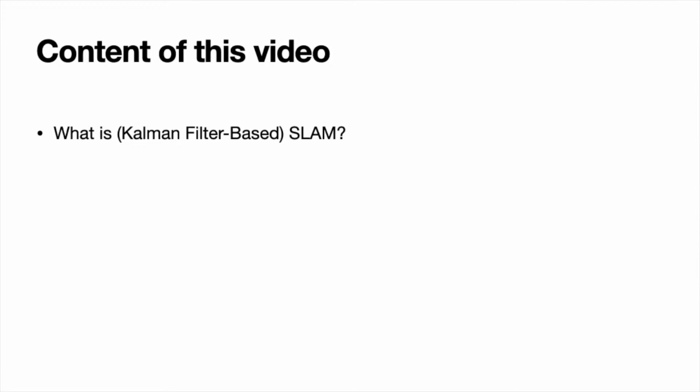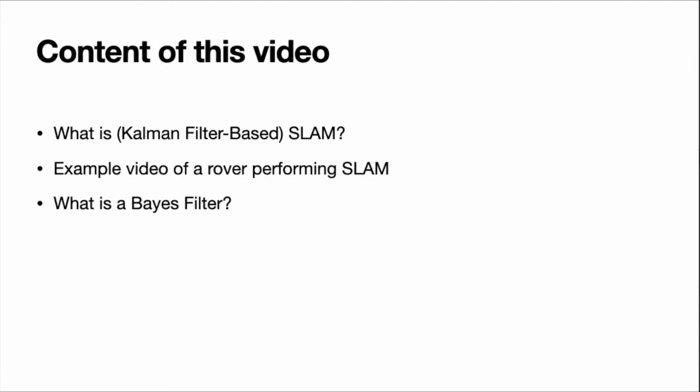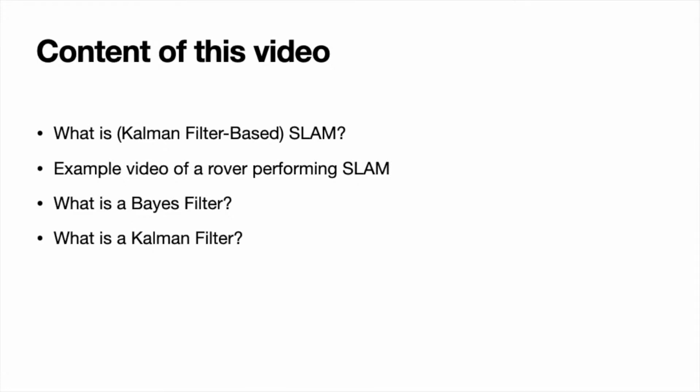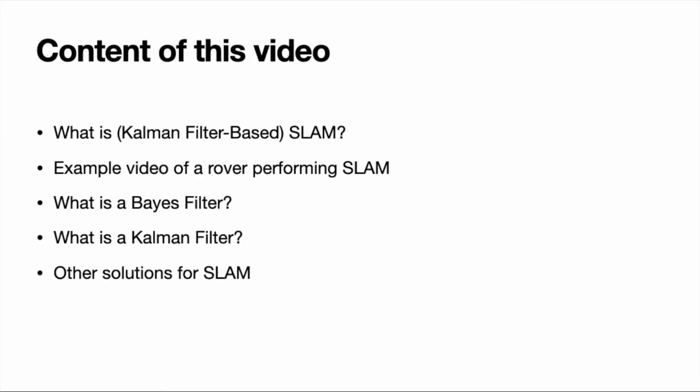Starting with the content of this video, we will first answer the question what Kalman filter-based SLAM is, and in particular what SLAM means. Then we will look at an example video of a rover performing SLAM. Then we will answer the question what a Bayesian filter is. Then what a Kalman filter is. And in the end we will look at other solutions for solving SLAM other than with a Kalman filter.